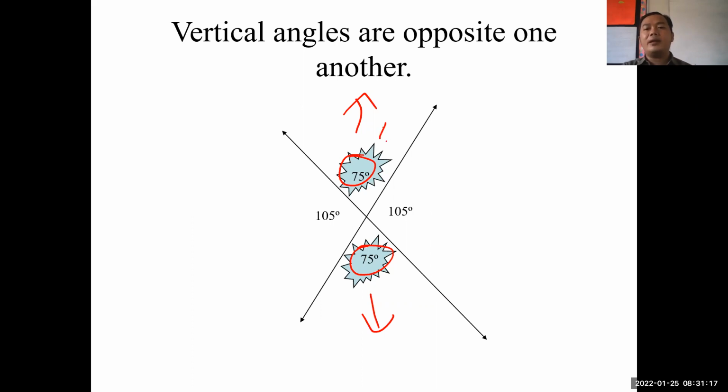Let's name this angle A and this angle B, for example. So we can say that angle A and angle B are vertical angles.